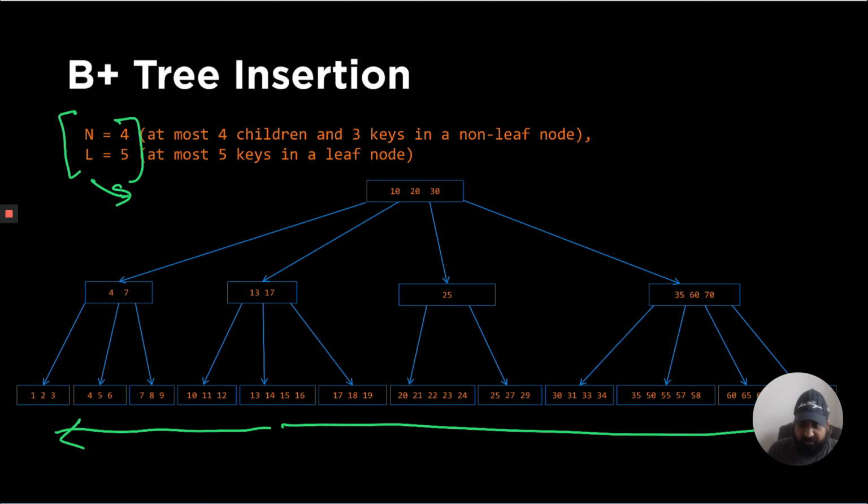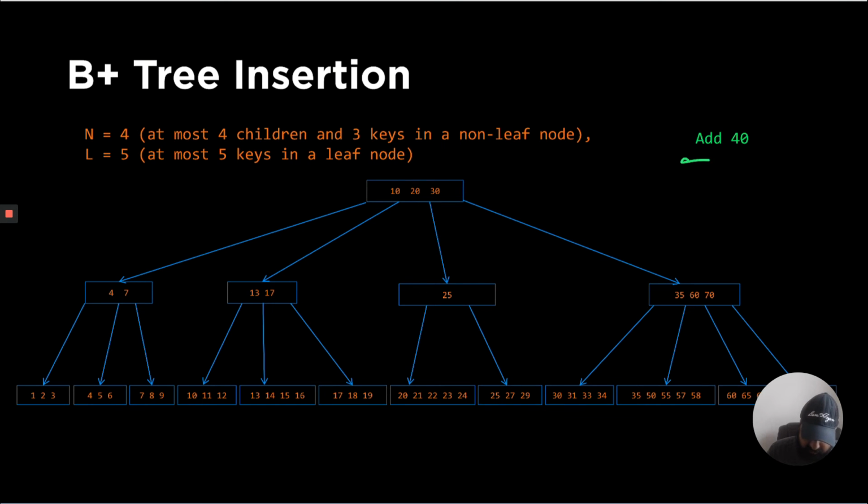So let's try to insert the value 40. The insertion works exactly the same: you compare 40 with the root node. Since 40 is on the right of 30, we are going to go here. 40 is between 35 and 65, 60. So we are going to go to this node, and now we are going to add that right here.